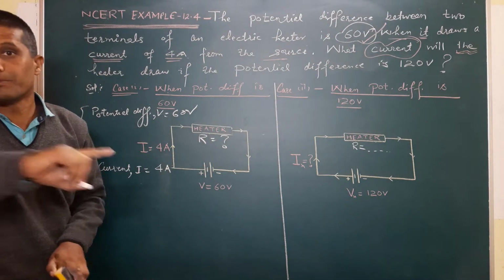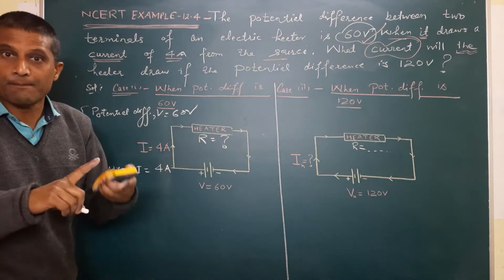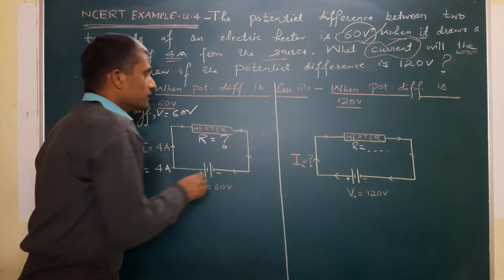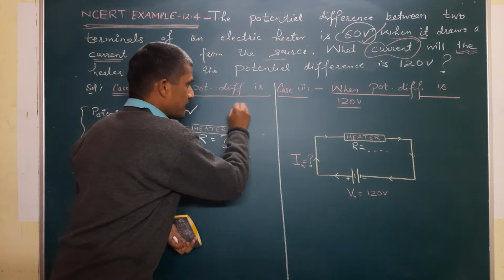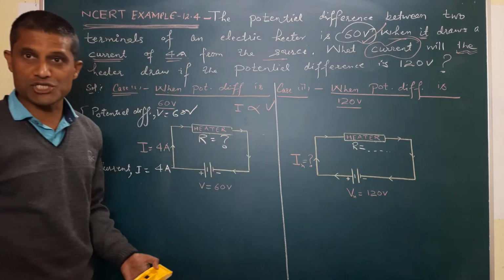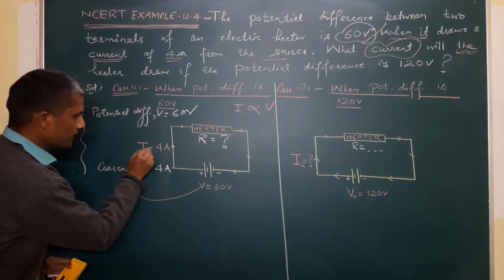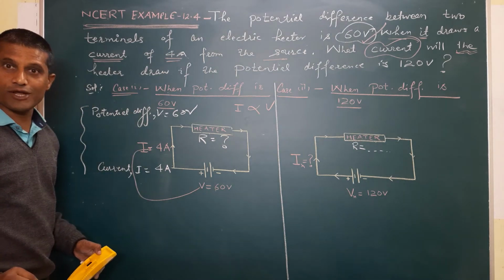So there are two ways to attack this numerical problem. Firstly, directly from Ohm's law. Yes, you know that Ohm's law states that I is directly proportional to the potential difference. You know, when the potential difference is 60 volt, then the current is 4 ampere.